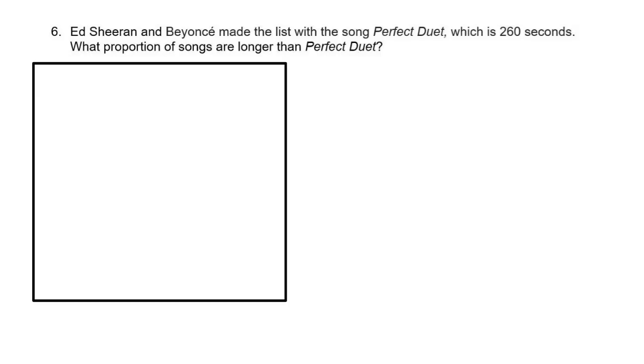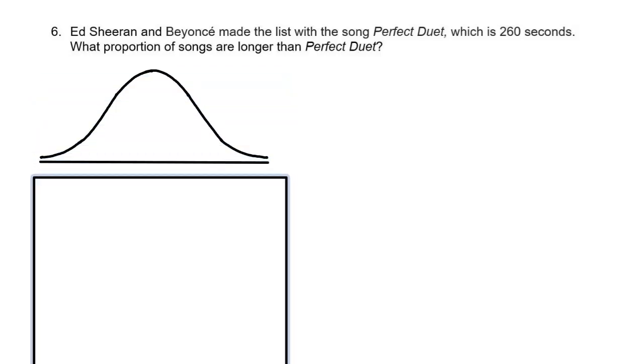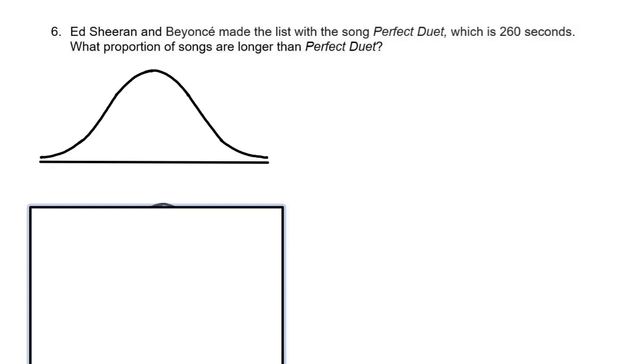All right. It says that Ed Sheeran and Beyonce made the list with the song Perfect Duet, which is 260 seconds. What proportion of songs are longer than Perfect Duet? So the first thing we do when we're addressing a problem like this is we are going to sketch a normal curve. So go ahead and sketch a curve for me. Do your best. It does not have to be beautiful. Mine, when I hand draw them, are really ugly.